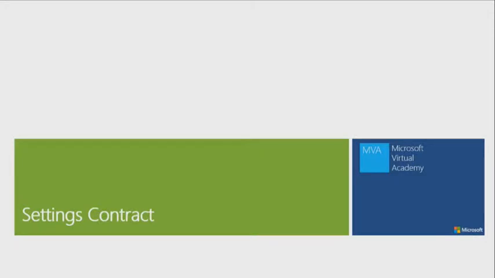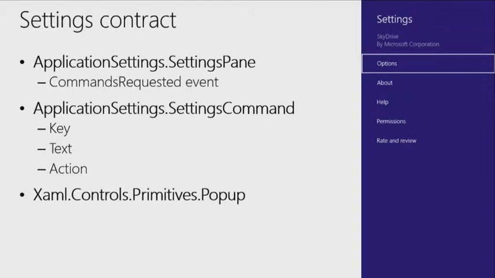And so let's take a second now and talk about how the settings contract also works for a project. Certainly, some apps are going to need printing. Most apps are going to need settings and about pages and things like that. And when we talk about the settings contract, just like the printing contract, this is not a contract you have to declare in your app manifest. It's just one you need to enable. And you do it through the settings pane.